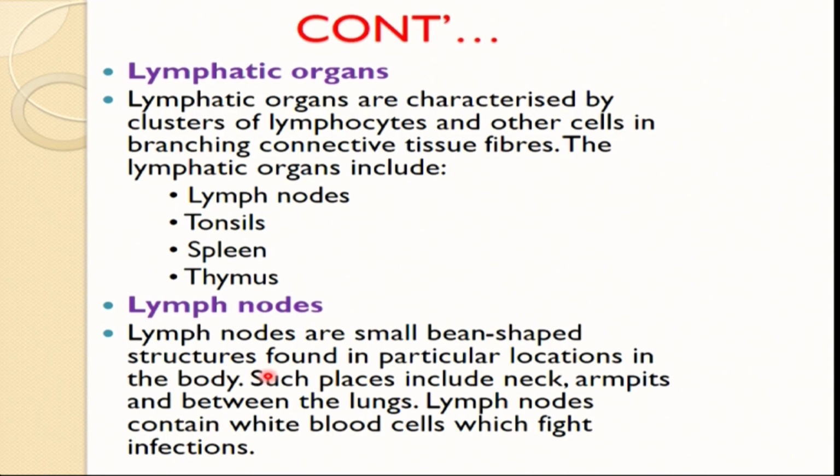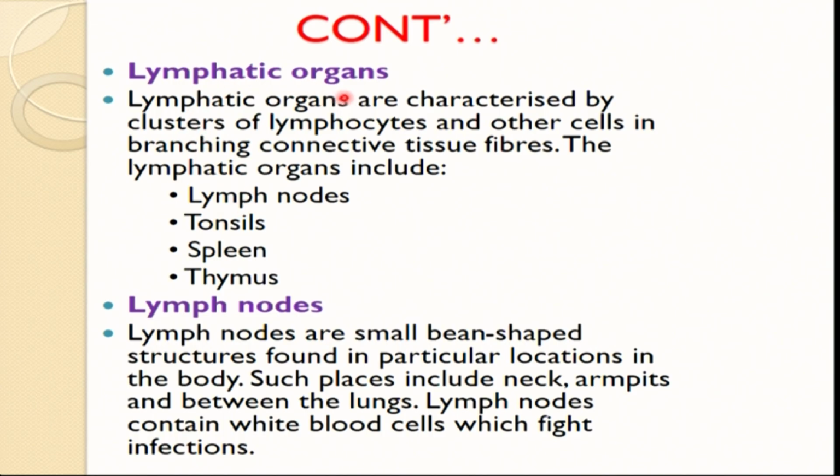Let's go through the lymphatic organs. We talked about a number of lymphatic organs. I talked about the lymph nodes, the tonsils, the spleen, and the thymus, without forgetting the adenoids. I have not mentioned the adenoids before, but they are also part of the lymphatic organs. These are organs that are responsible for producing lymph fluid.